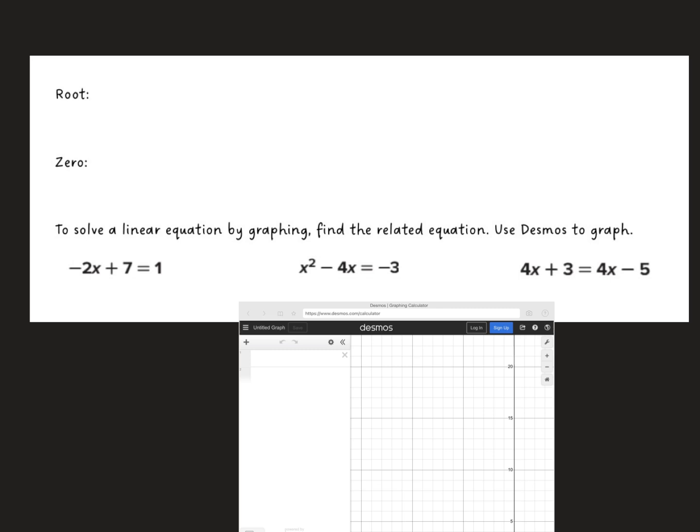A root of an equation is any value that makes the equation true. That's what a root is. Any value that makes the equation true. And a zero is an x-intercept of the graph of the function.